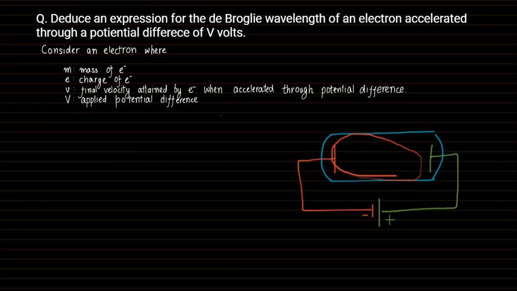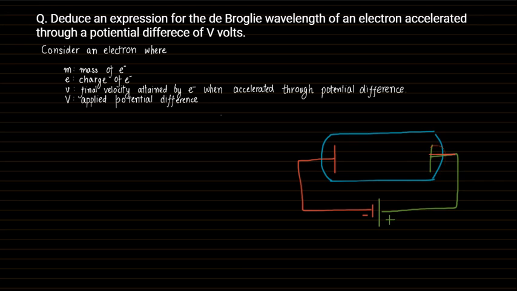So consider you have an evacuated glass tube, there is vacuum inside. Now suppose you apply a potential to this plate. Whenever you apply a potential, the electrons from this red plate will be attracted towards this green plate. Why is it so? Because what is the charge of electrons? Negative. So negative particles are attracted towards the positive terminal.